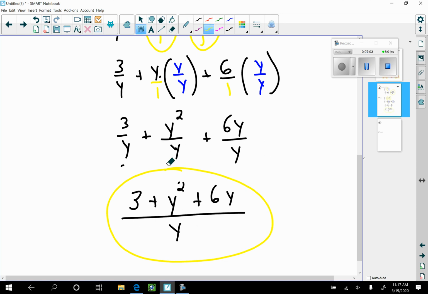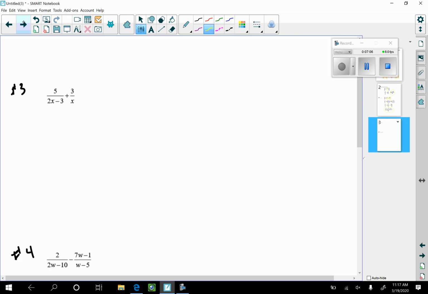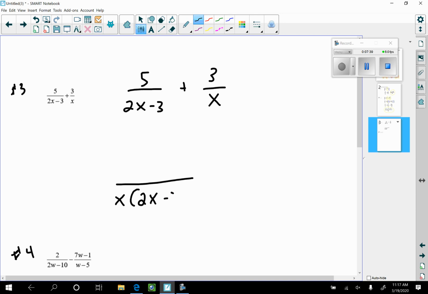Let's go to example 3. I'm going to rewrite the problem. It's 5 over 2x minus 3 plus 3 over x. What do I need? I need like denominators. I need the least common multiple of those 2 denominators. Let's see here. What would that be? Oh, I know what it would be. I think the denominator is going to be x times 2x minus 3. That's going to be our least common multiple of these numbers.